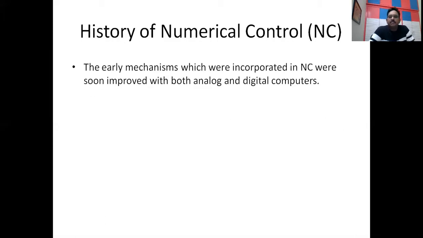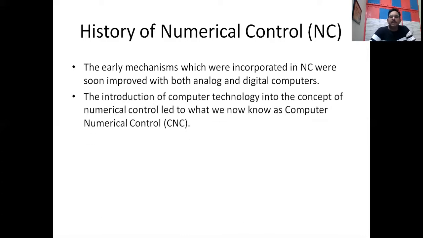The early mechanisms incorporated in NC were soon improved with both analog and digital computers, after the arrival of computers, and the programs were given to the computers. The introduction of computer technology into the concept of numerical control led to what we know now as computer numerical control. Soon after the development of numerical control systems, the introduction of computer technology made the way for a new methodology, computer numerical control, to evolve. So this is the history of numerical control.